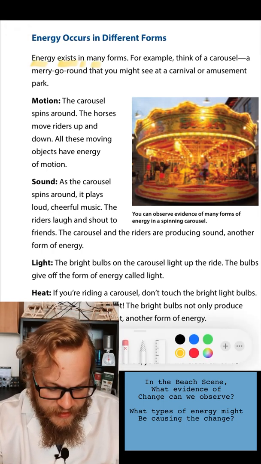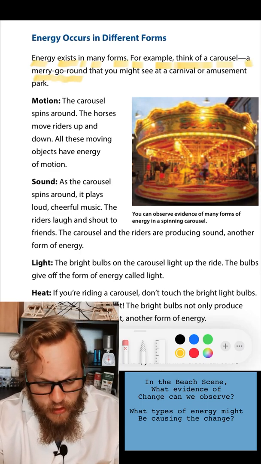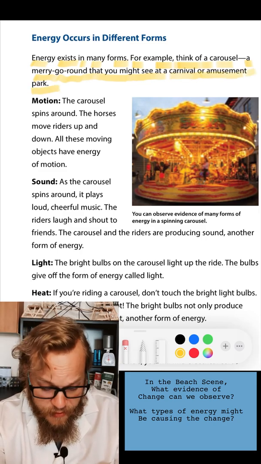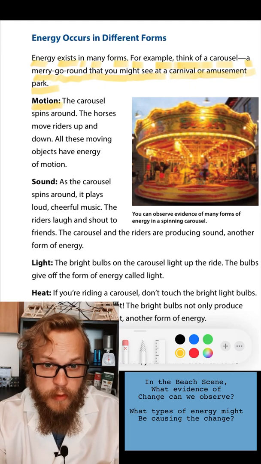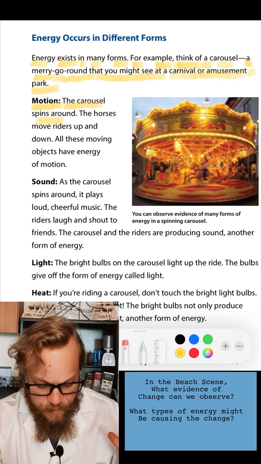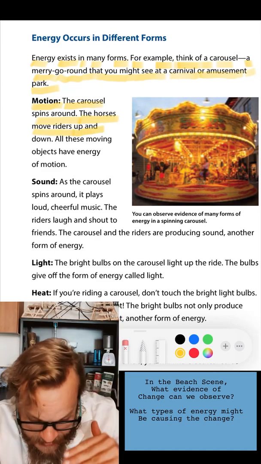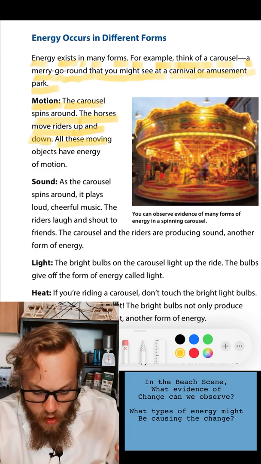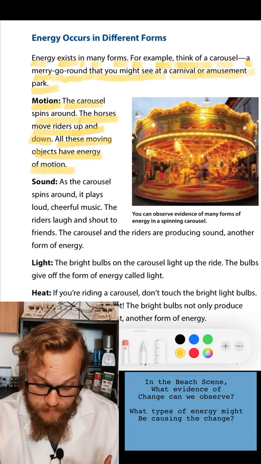Energy exists in many forms. For example, think of a carousel, a merry-go-round that you might see at a carnival or an amusement park. Well, there's motion, movement. It's moving. The carousel spins around. The horses move riders up and down, up and down. All these moving objects have energy of motion.